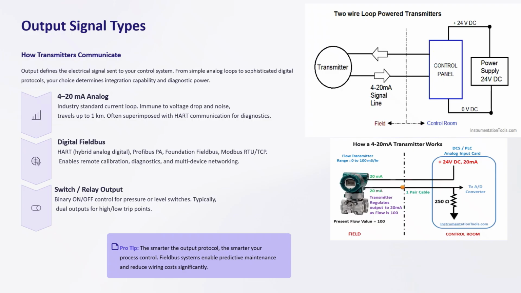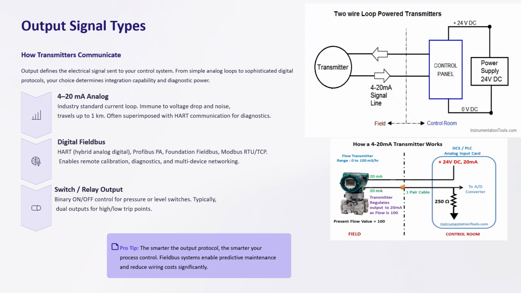It's highly reliable, immune to noise, and can travel long distances, even up to 1 kilometer. Many transmitters also superimpose HART communication on this same loop. The advantages are simple. It's reliable, easy to maintain, and gives a linear response, where 4 mA represents 0% and 20 mA represents 100% of the measurement.